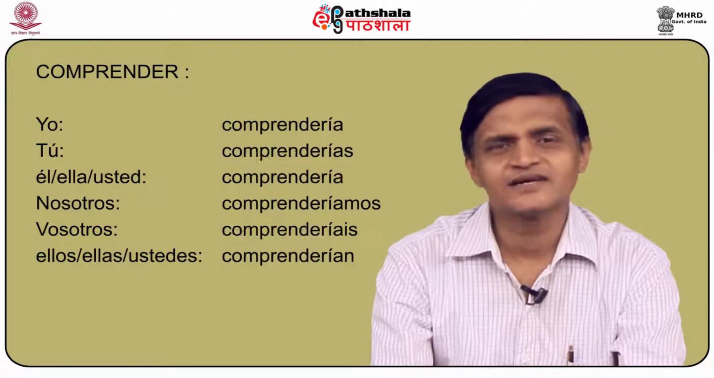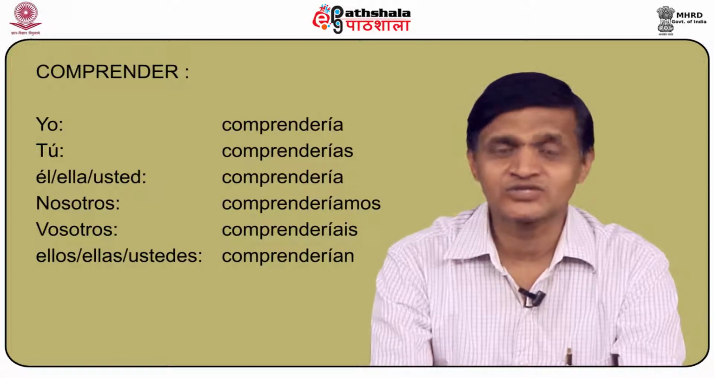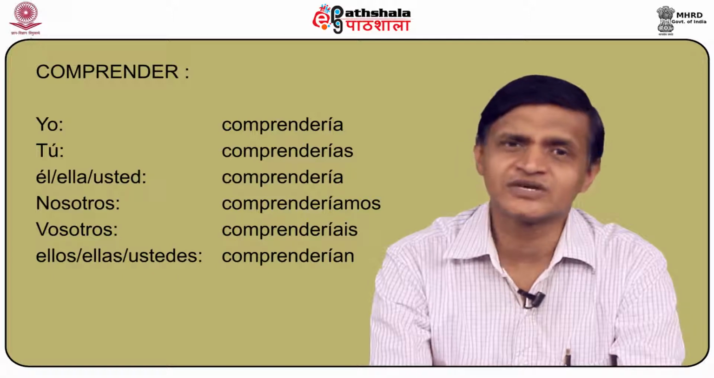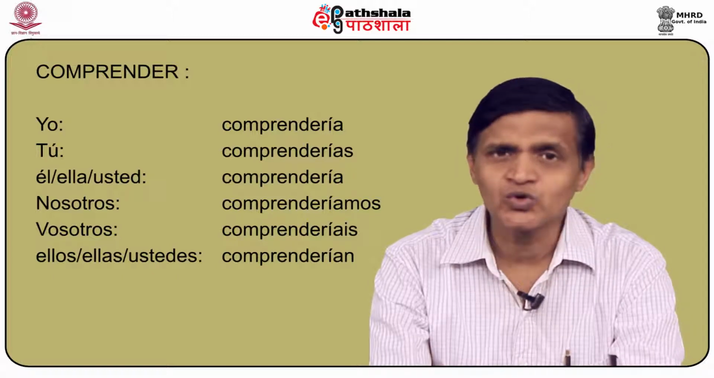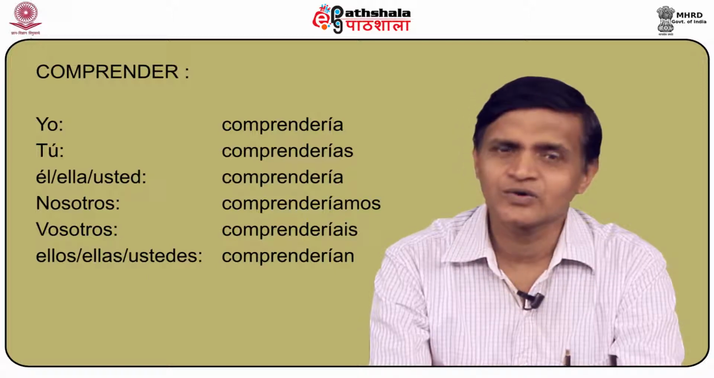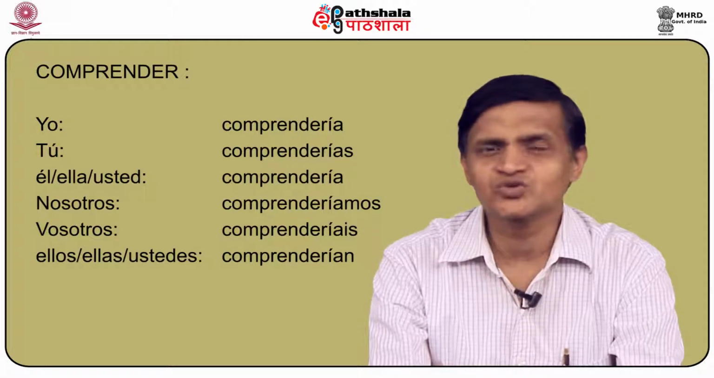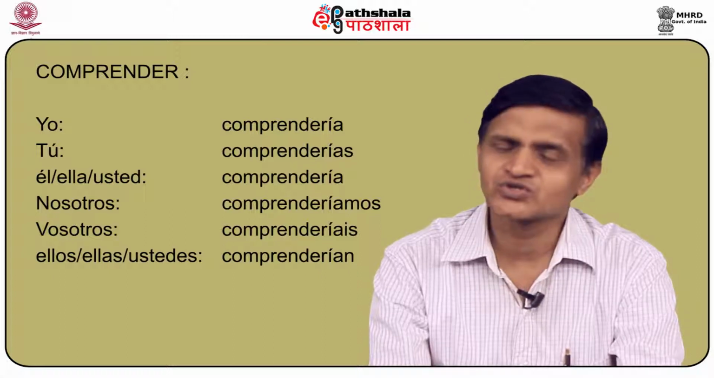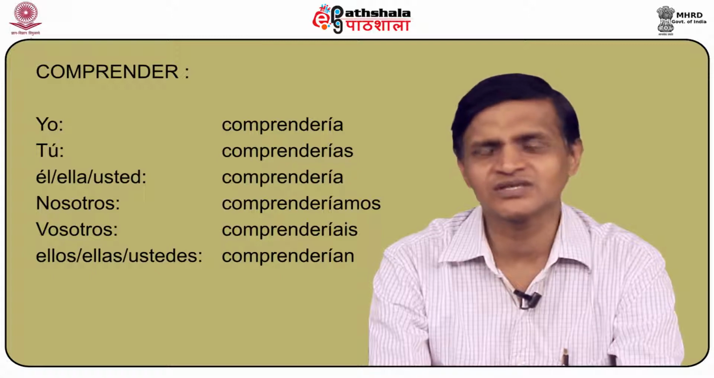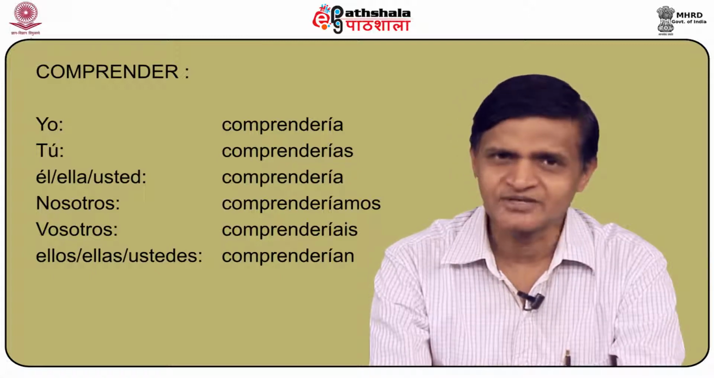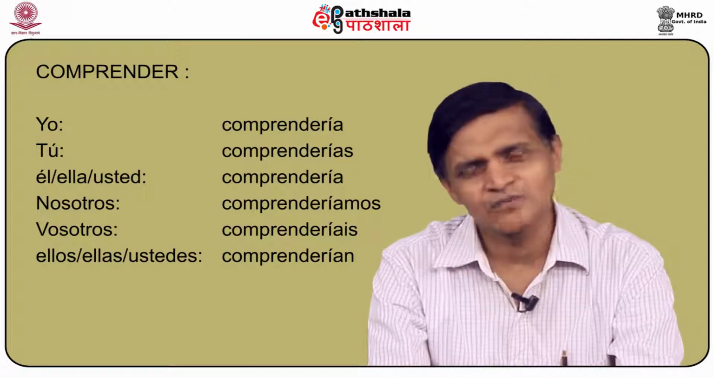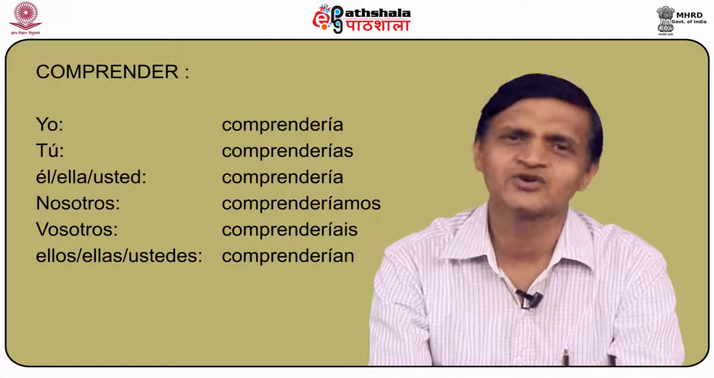How do you conjugate a verb like comprender, which is to understand? Comprender in the conditional is conjugated in the following manner: yo comprendería, tú comprenderías, ella, usted comprendería, nosotros comprenderíamos, vosotros comprenderíais, and ellos, ellas, ustedes comprenderían. I repeat, comprendería, comprenderías, comprendería, comprenderíamos, comprenderíais, and comprenderían.